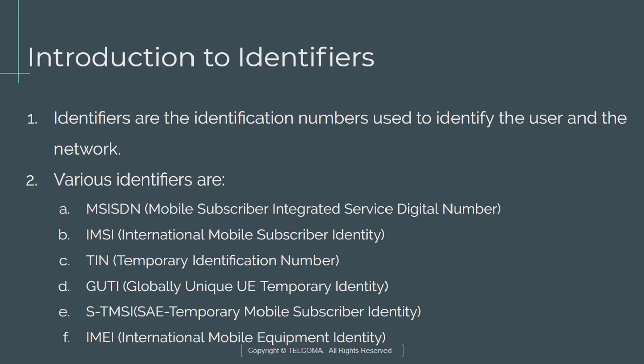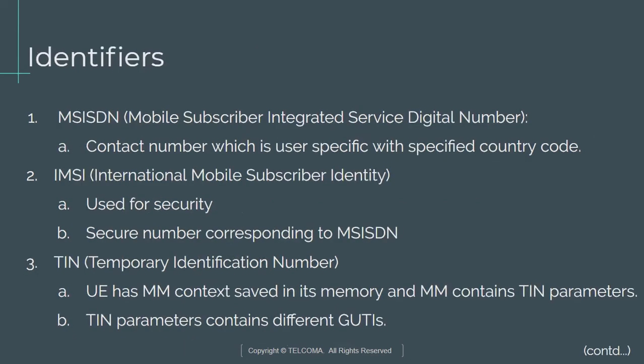The next topic is introduction to identifiers. As we all know, identifiers are the identification numbers that are used to identify the user as well as the network. There are various identifiers such as MSISDN, that is Mobile Subscriber Integrated Services Digital Number, IMSI, that is International Mobile Subscriber Identity, TIN, that is Temporary Identification Number, GUTI, that is Globally Unique UE Temporary Identity, S-TMSI, that is SAE Temporary Mobile Subscriber Identity, and IMEI, that is International Mobile Equipment Identity.